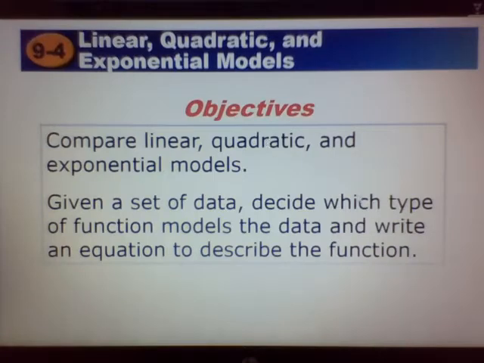Either way, today's lesson is 9-4, linear, quadratic, and exponential models. Our objectives are to compare if something is linear, quadratic, or exponential, and then, given a set of data, decide which type of function models the data and write that equation to describe the function. So those are our objectives today.